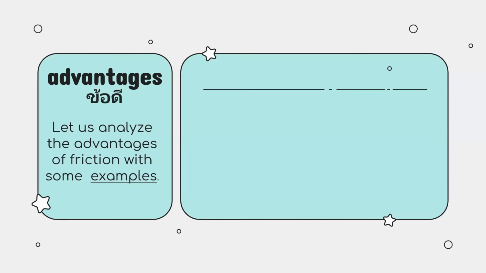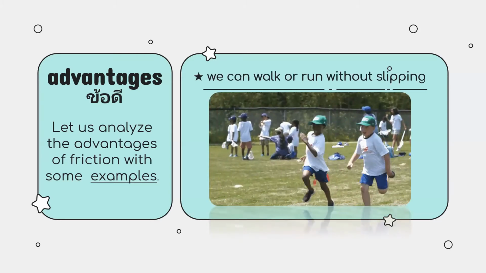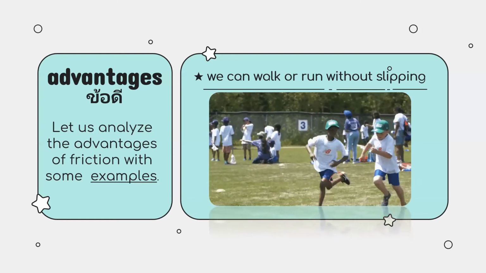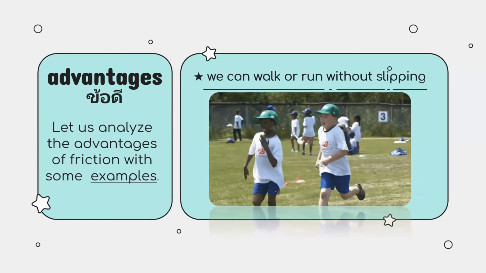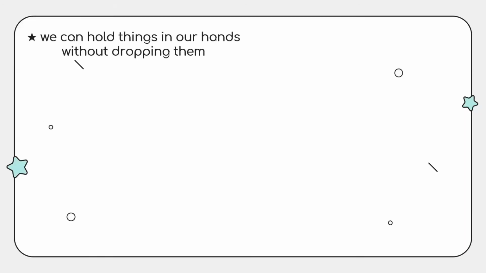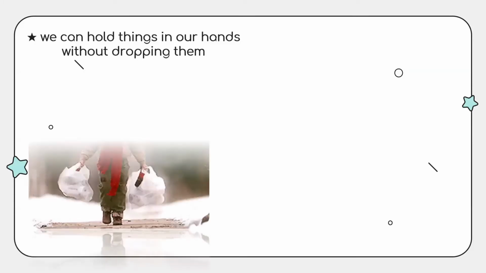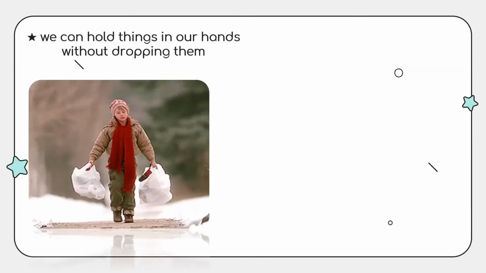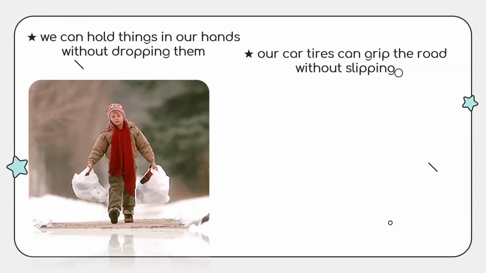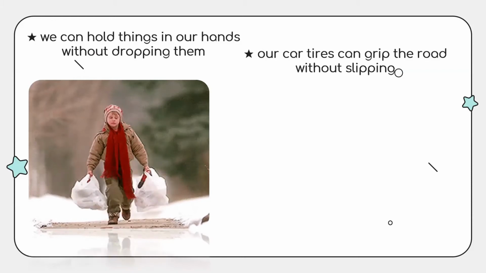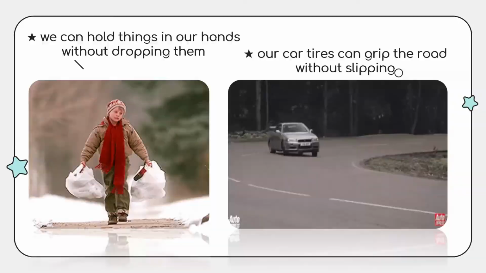Let us analyze the advantages of friction with some examples. First, we can walk or run without slipping. With friction, we can walk or run without slipping. Another example, with friction, we can hold things in our hands without dropping them. With friction, our car tires can grip the road without slipping.